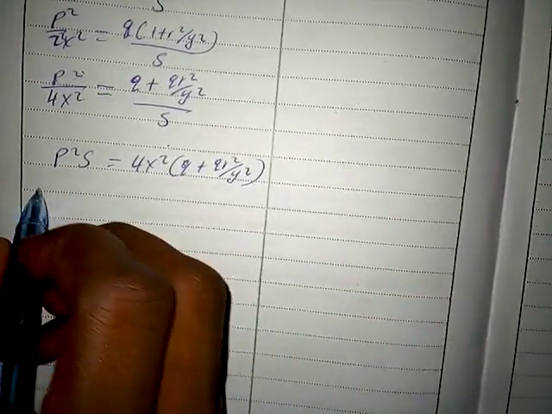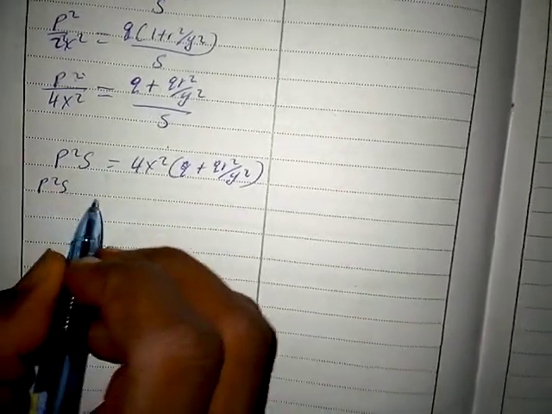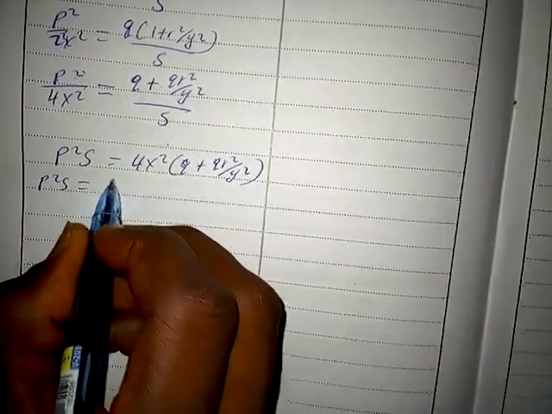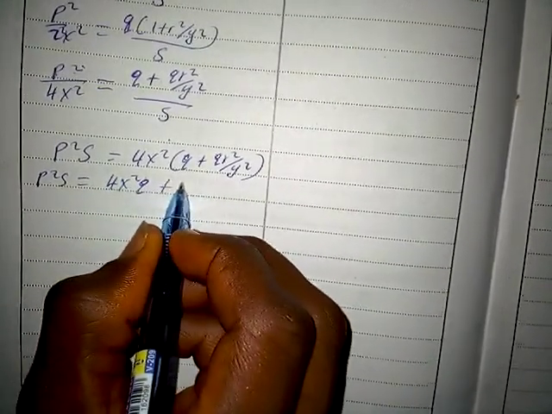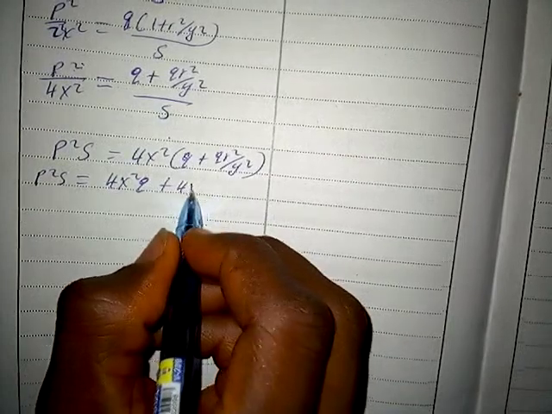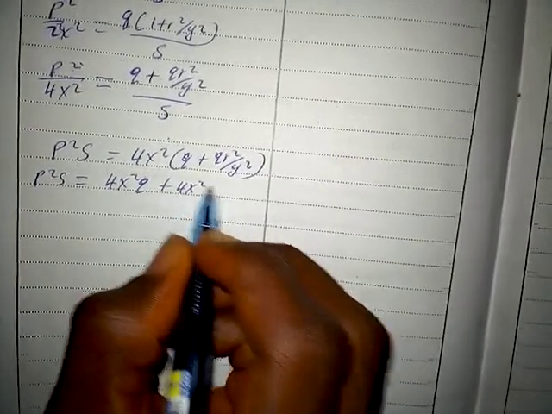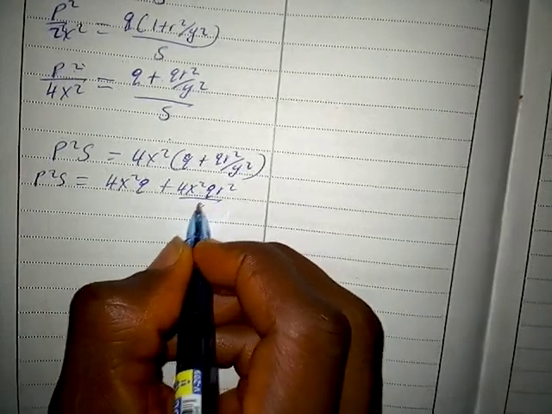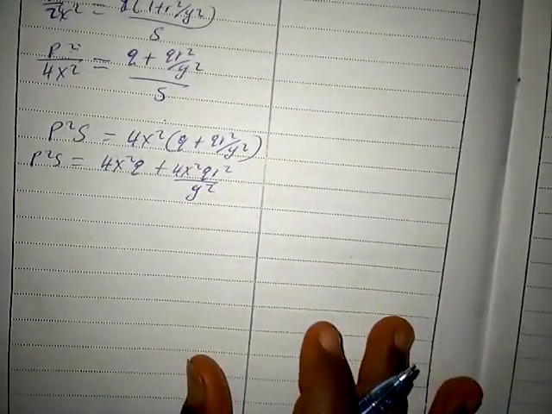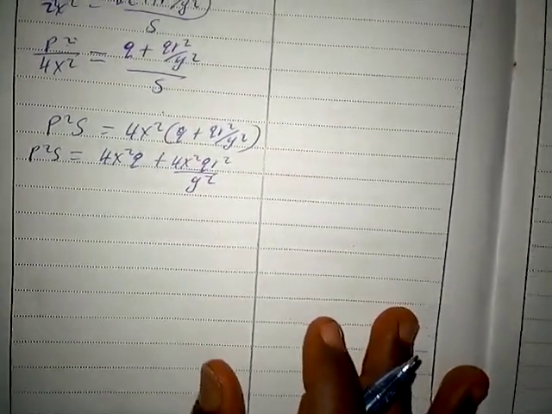So p square s is equal to 4x square q plus 4x square q r square upon y square. Is it understandable? What are we going to do?